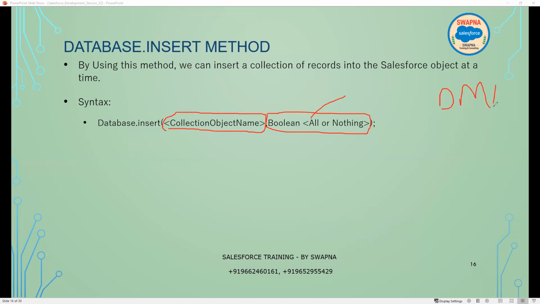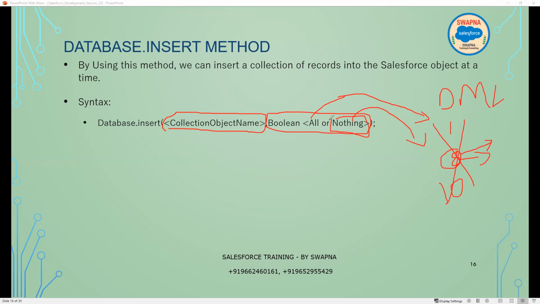Like in a DML operation, if there are 1 to 10 records and the 8th record has a problem, do you want that if any one record has a problem, none of the records should be inserted? Or do you want to process everything, excluding the record that has a problem and executing all the good records?